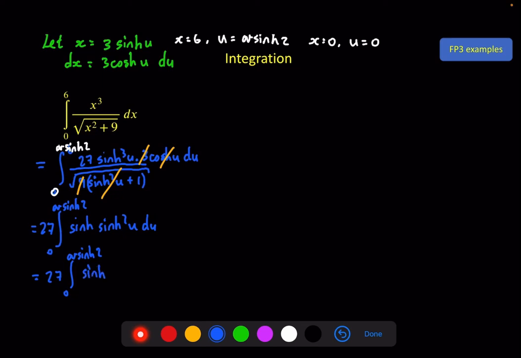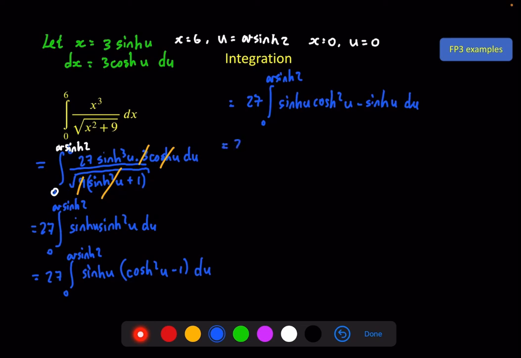And that gives me sin u times cos squared u minus 1. Which gives me a sin u cos squared u minus sin u, which doesn't look very nice, but we have talked about it on a previous video, and that integrates to 1/3 cos cubed u minus cos u from the limit 0 to r sin 2.